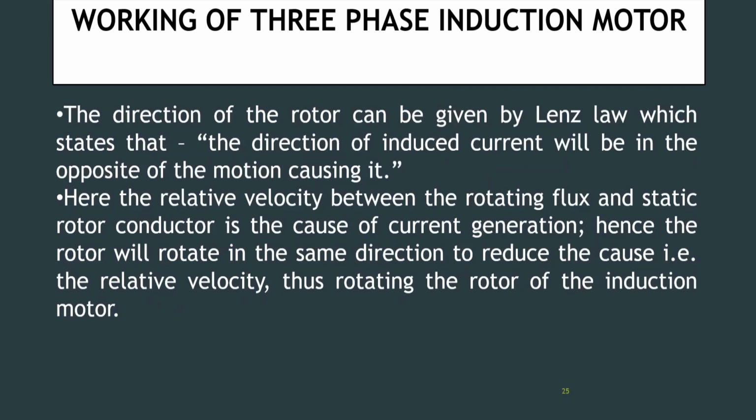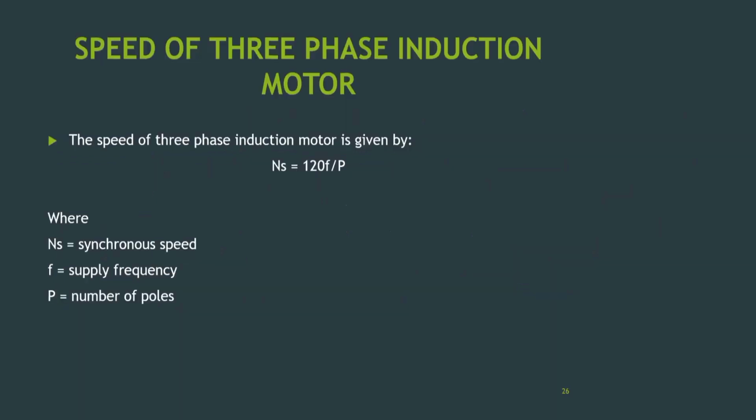Similarly, the direction of the rotor can be decided by Lenz's law, because of the negative sign. If you remember, in the first video I shared on AC and DC circuits, I discussed Lenz's law in detail: E is equal to minus N d phi by dt. So the relative velocity between the rotating flux and the static rotor conductor is the cause of current generation, and this relative velocity rotates the rotor of the induction motor. That is very, very important. Please note it down.